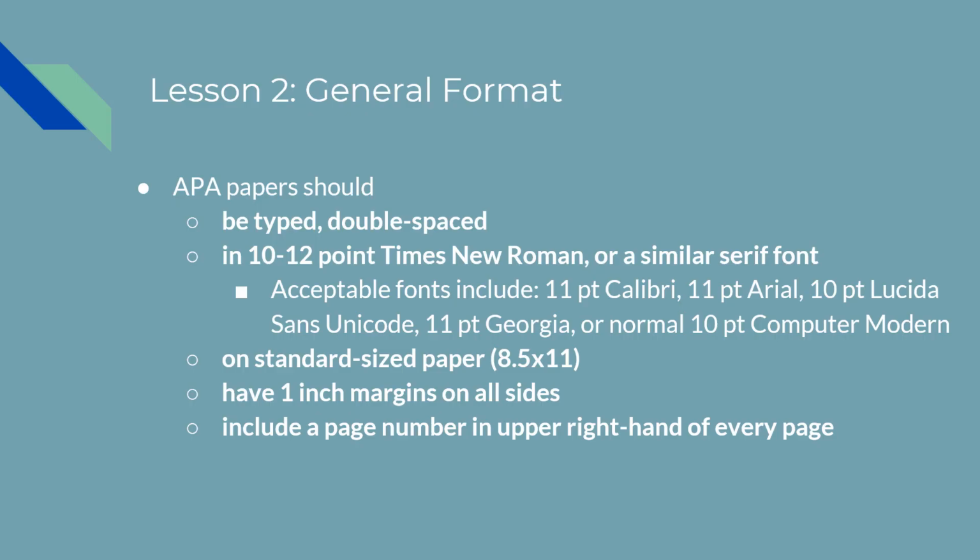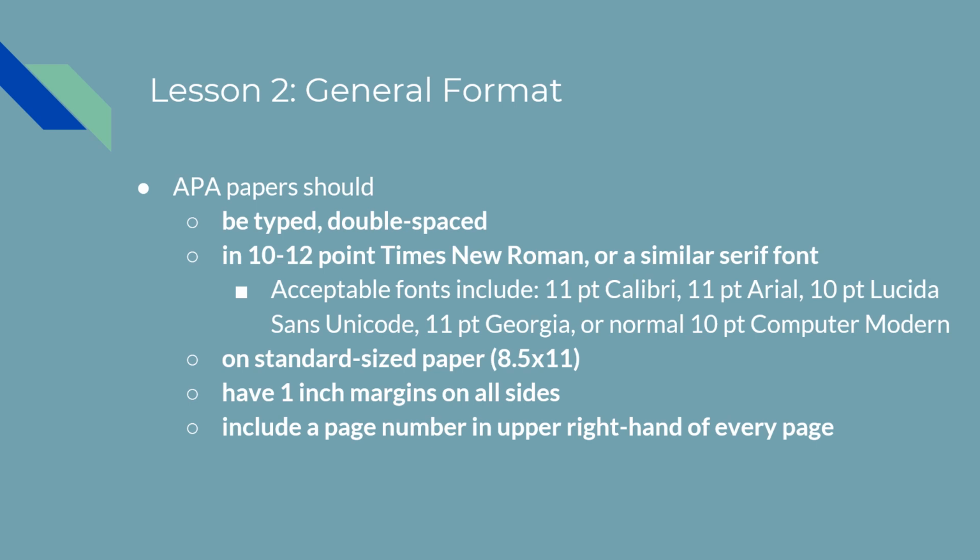Generally, APA should be typed and double-spaced, and it should be in 10 to 12 point font Times New Roman or a similar serif font. This is a bit different from APA 6, which had a narrower range of sizes and fonts that could be used. APA 7 expanded this, and so your font size is dependent on which font you're using. We have some examples here. You can see that 11-point font should be used if you're using Calibri, 10-point font should be used with Lucida, and so on and so forth.